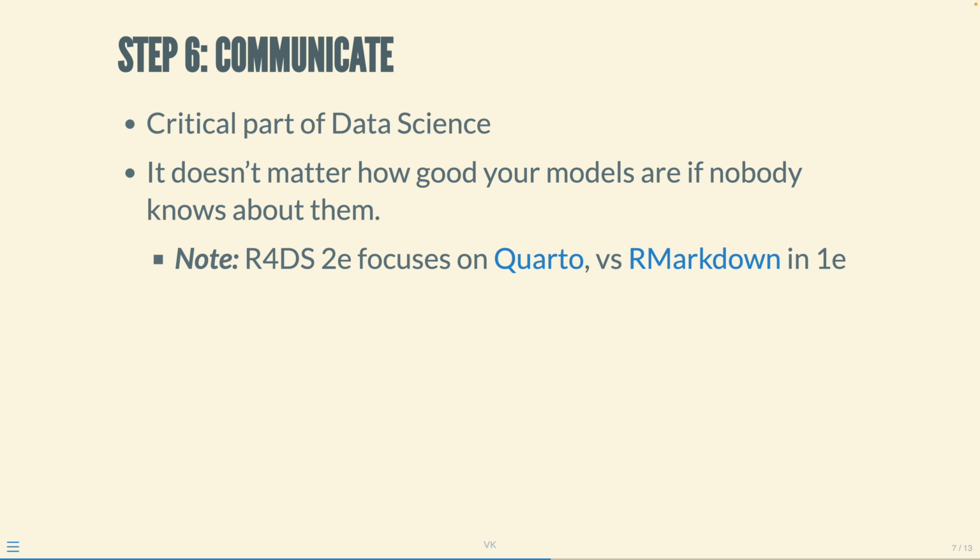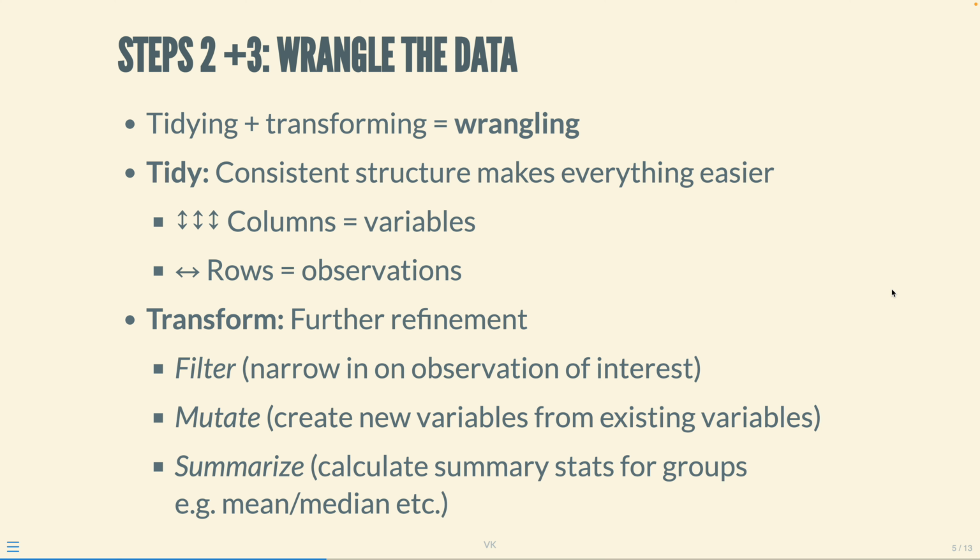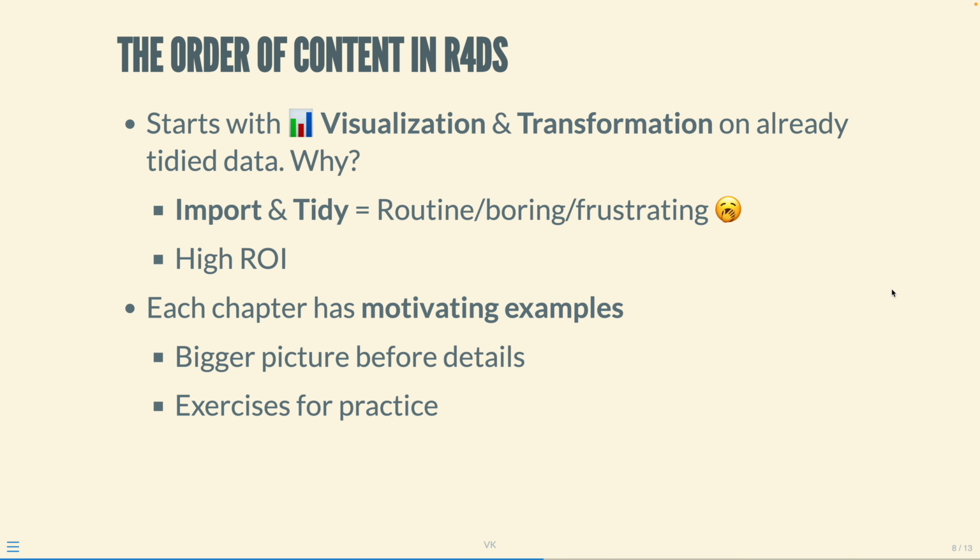Now, even though we said that this is the sequence of a data science project, that we always start with importing the data first, the book itself takes a different type of order in teaching you data science. So the first thing the book does is it starts with data visualization and then data transformation, right?